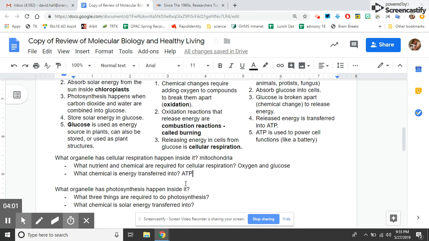Okay. Which organelle has photosynthesis inside of it? That's the chloroplast. Chloro being green. Those plants are green. What three things are required? You must have water, you must have carbon dioxide, and you must have sunlight. Right. What chemical is solar energy transferred into? It's transferred into glucose. All right.